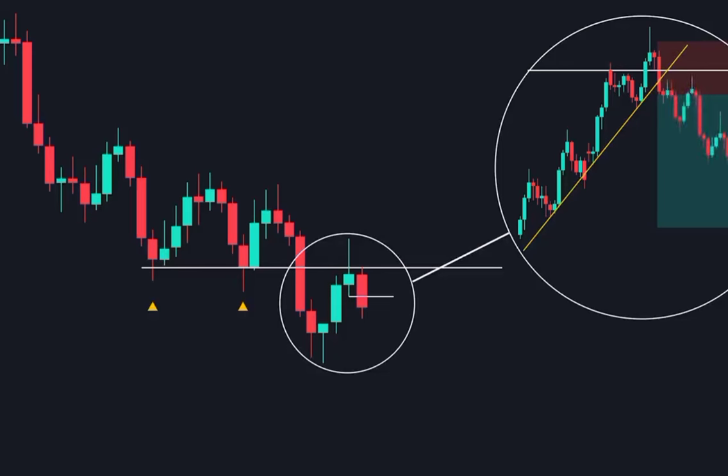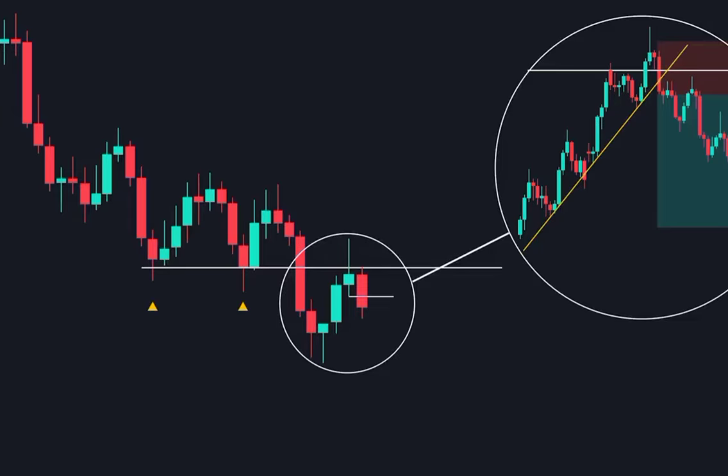This setup shows that the short-term pullback has ended and the price is ready to continue downward with the overall bearish trend. Keep in mind that you can always check the higher time frame to see where the price is positioned in the bigger picture and whether your analysis aligns with it.